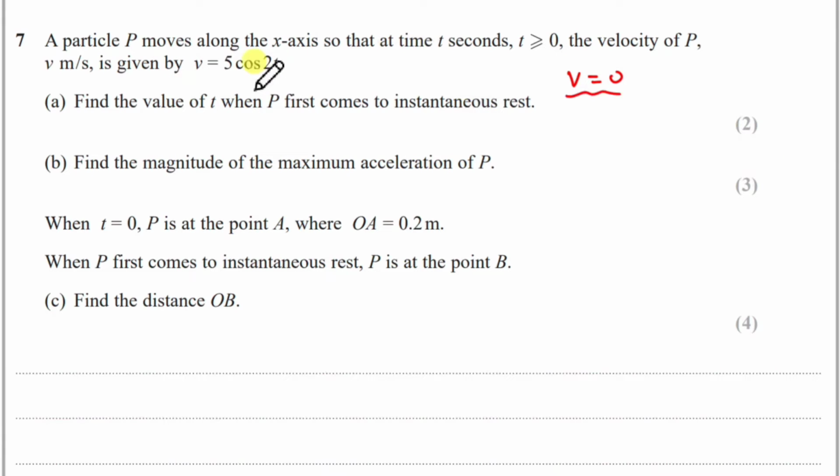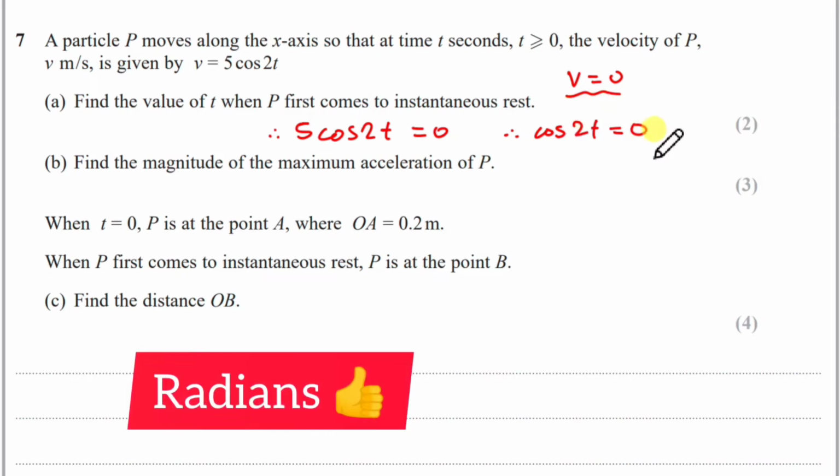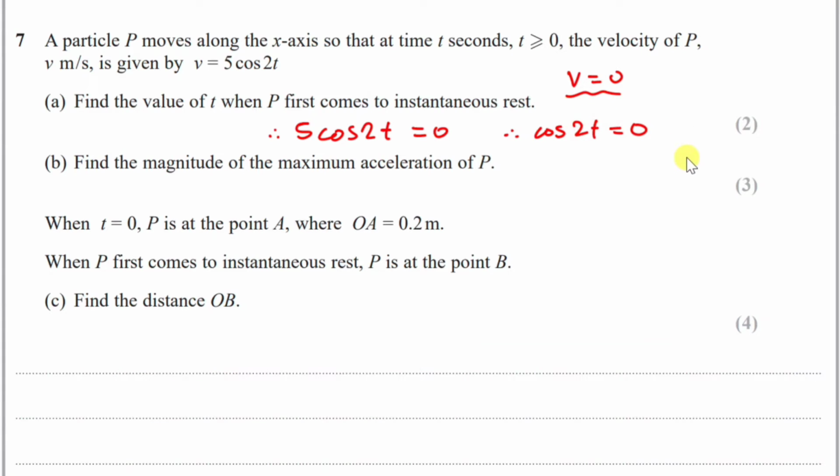Now to do that, just equate this to 0. So we're going to therefore have 5 cos 2t equals 0. And just solve it. Divide 5 across, you still have cos 2t equals 0. My personal advice is to keep your calculator in radian mode. Now cos inverse this and then divide it by 2, and you should have a result of t equals pi over 4 in your calculator.